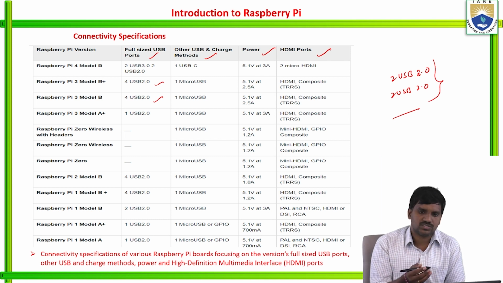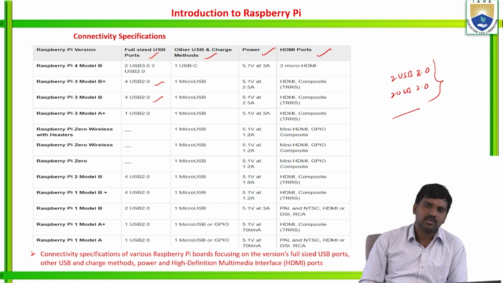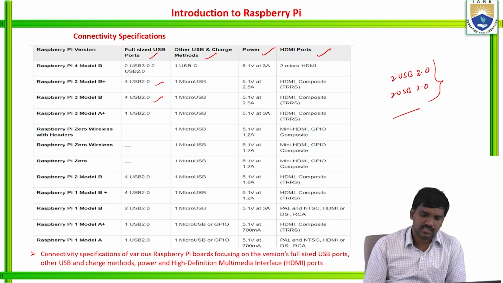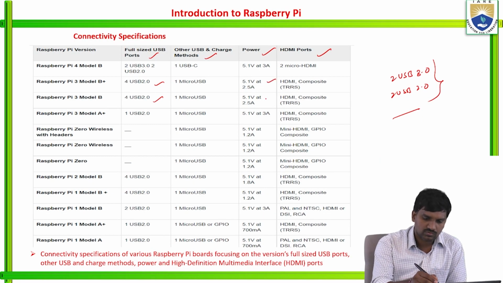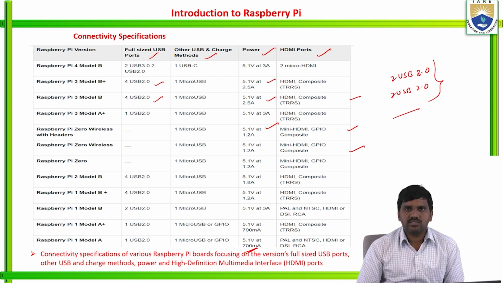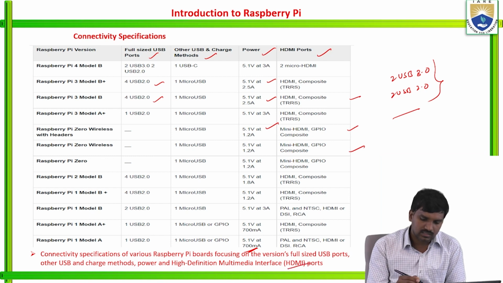There is a minimum change in different factors in terms of full-size USB, as well as the general input, output, CPU speed, like that. In terms of power, 5.1 volts for each, differing with frequency. HDMI ports, HDMI composite, general input outputs, like that. This covers the connectivity specifications of various Raspberry Pi boards, focusing on full-sized USB ports, other USB and charge methods, power, and high definition multimedia interface, nothing but HDMI ports.